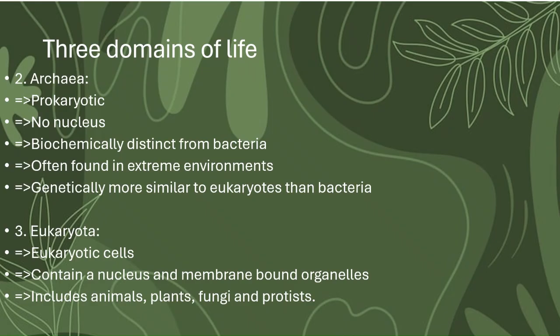Then you have the archaea, which are also prokaryotic. They also do not have a nucleus, and they are biochemically distinct from bacteria. They are often found in extreme environments such as hot springs, and they are more genetically similar to eukaryotes than bacteria. And finally, you have eukaryota. These are the eukaryotic cells. They contain a nucleus and membrane-bound organelles, and they include animals, plants, fungi, and protists.